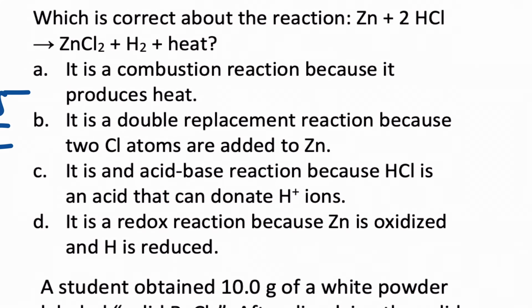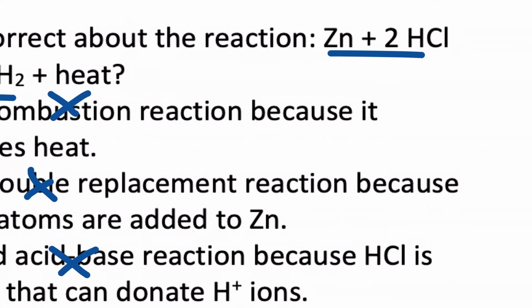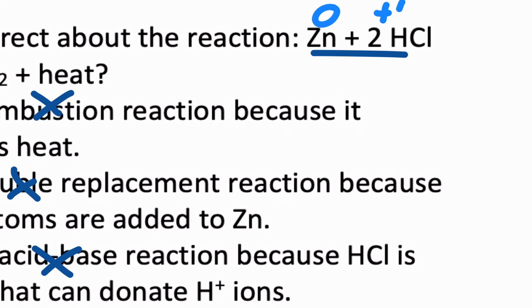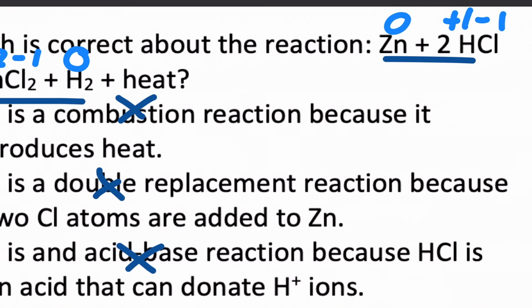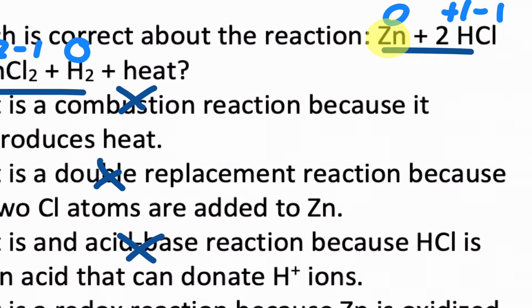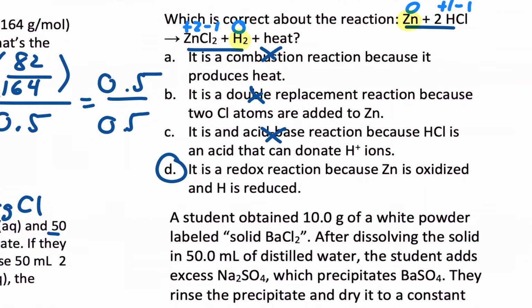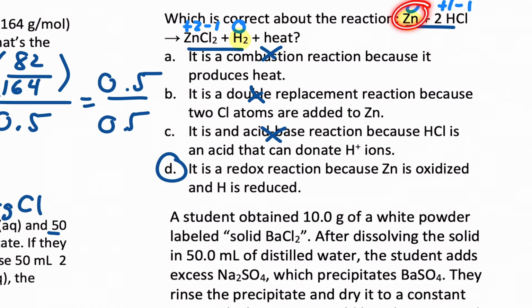Moving on, what's correct about the reaction of zinc plus HCl makes zinc chloride and hydrogen? This is not a combustion, this is not a double or acid-base, this is a redox reaction, and you can tell because the oxidation states change from 0, +1, -1 to +2, -1, and 0 for those respective elements. Also, anytime a reaction contains a neutral element, you know it's a redox reaction because it goes from a state of 0 to not 0. So that's a quick way of just identifying a redox.